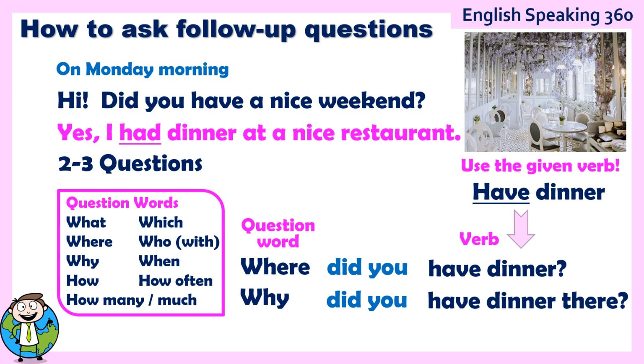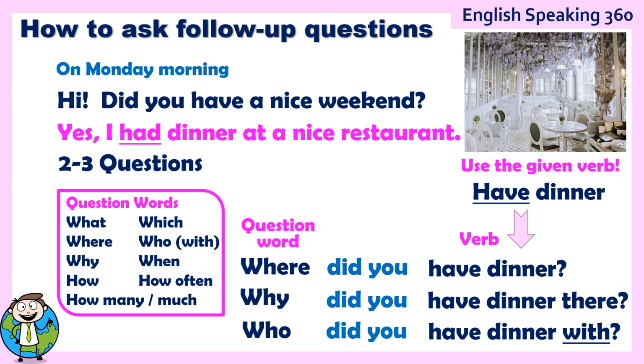Why did you have dinner there at that restaurant? You can also say, who did you have dinner with? That's also a good question. So you see, now if your friend said, oh yes, I had dinner at a nice restaurant, you can ask 2 or 3 questions super easily just by using have dinner as a verb. Where did you have dinner? Why did you have dinner there? Who did you have dinner with? 3 excellent questions. Okay, now in this case, which doesn't work. How doesn't work. Okay, how often is the same, and how many, how much is the same. They don't work in this case.